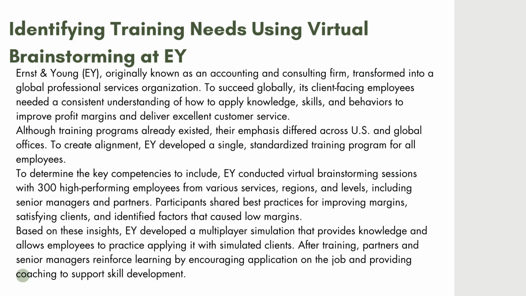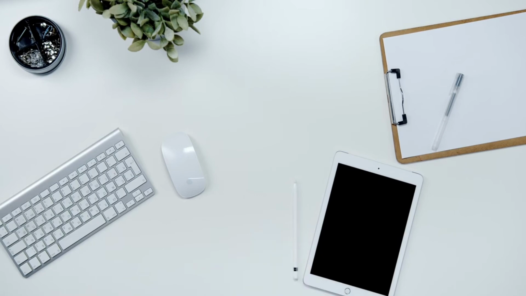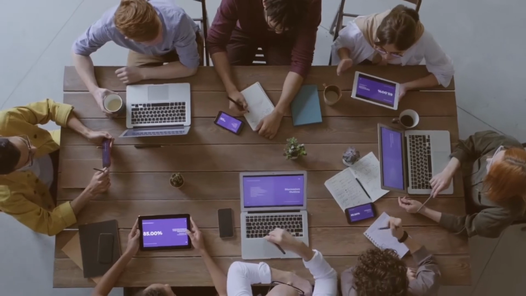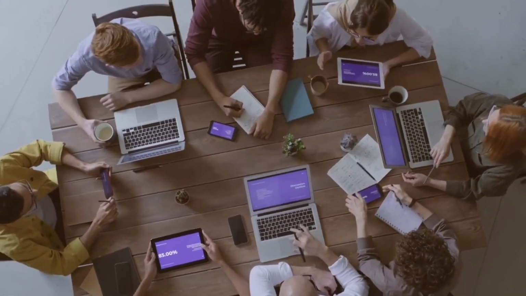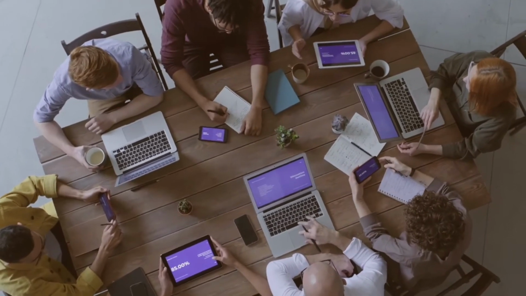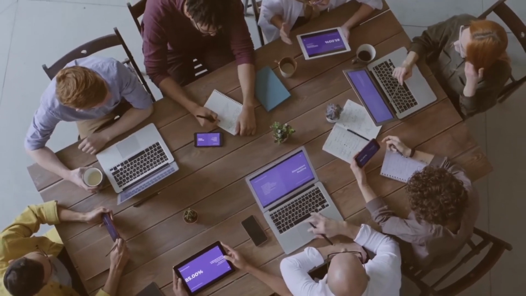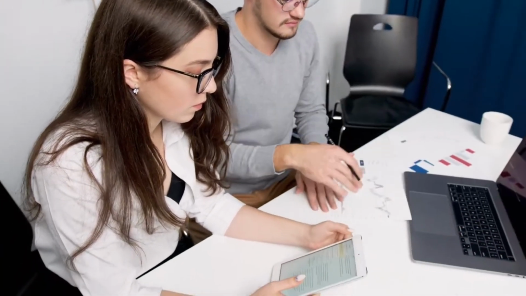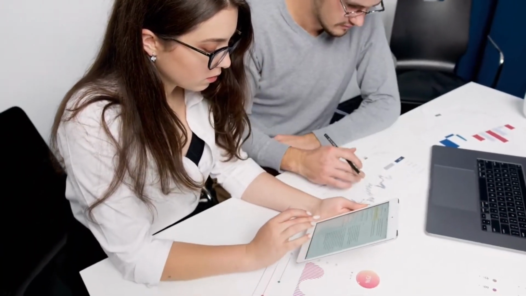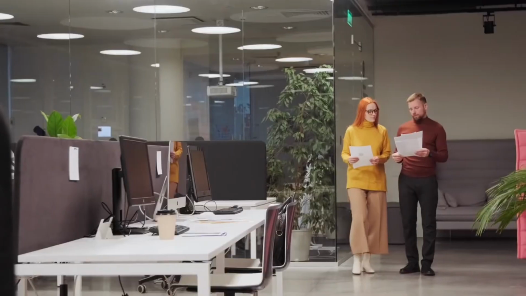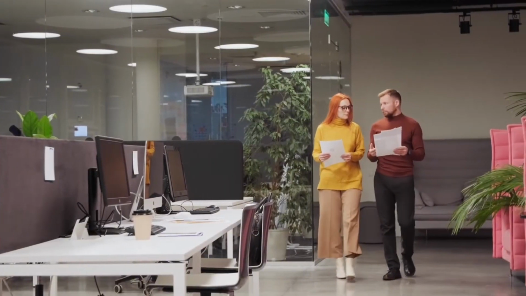So this is the case of identifying training needs using virtual brainstorming at EY. Ernst & Young, EY, originally known as an accounting and consulting firm, transformed into a global professional services organization. To succeed globally, its client-facing employees needed a consistent understanding of how to apply knowledge, skills, and behavior to improve profit margins and deliver excellent customer service.